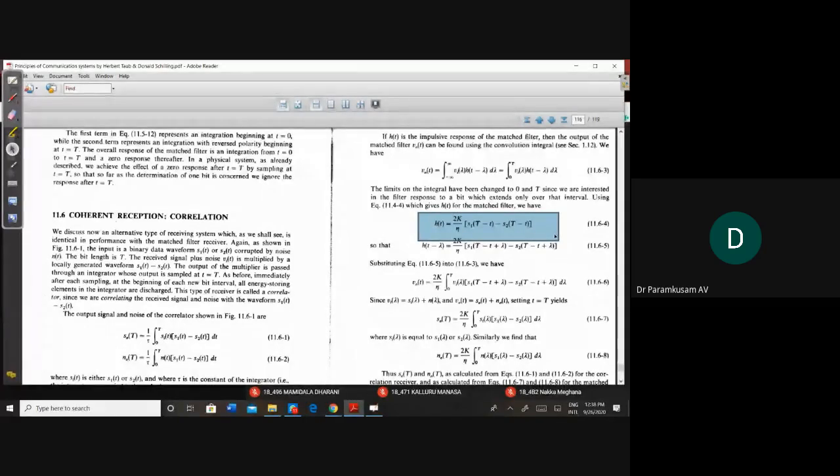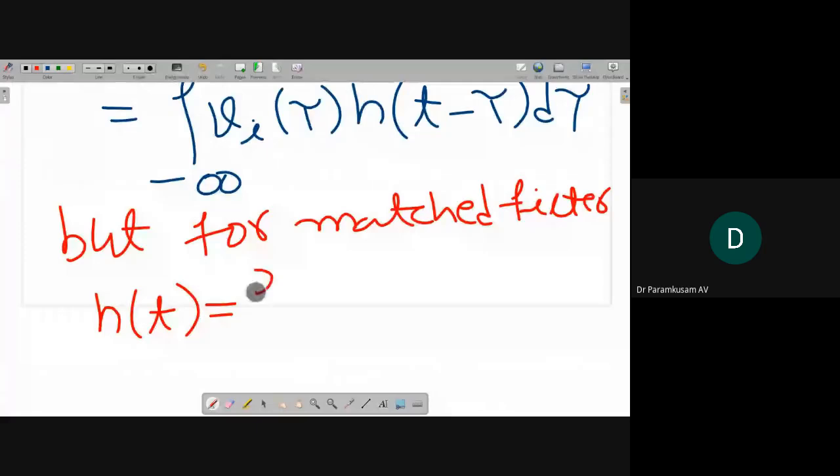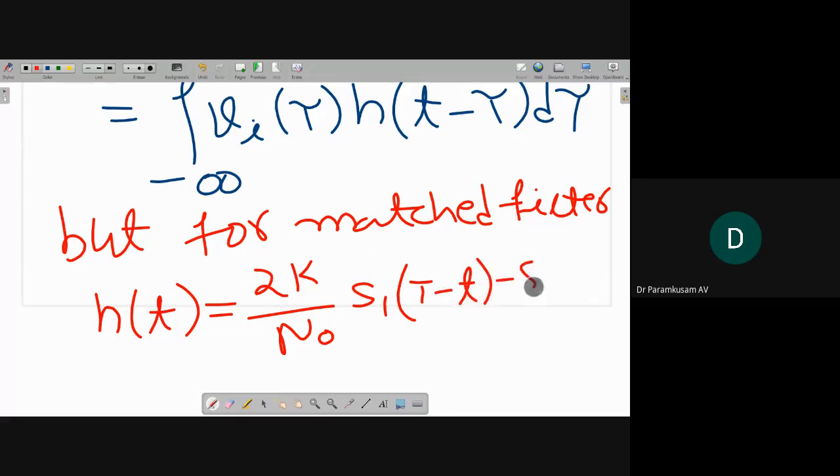2k by eta, where eta means n naught, we assume. We have already derived this: 2k by n naught, S1 of T minus t minus S2 of T minus t.